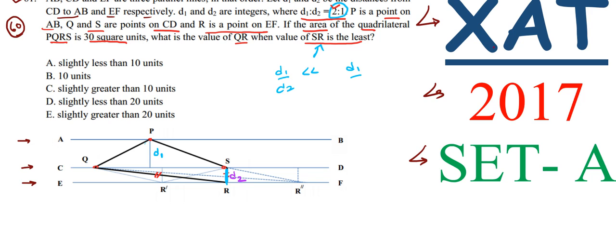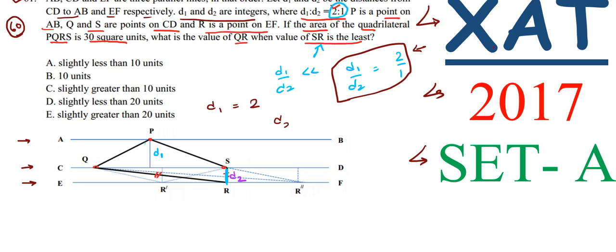If we write D1 by D2 is equal to 2 is to 1, we cannot get any lesser value for D1 and D2 because it has been said that D1 and D2 are integers. So no integer ratio can be less than 2 by 1. So the least values of D1 and D2 are 2 and 1. So we will take D1 is equal to 2 and D2 is equal to 1. From this you can say that we have this area to be 30 square units and the heights are in 2 is to 1 ratio.